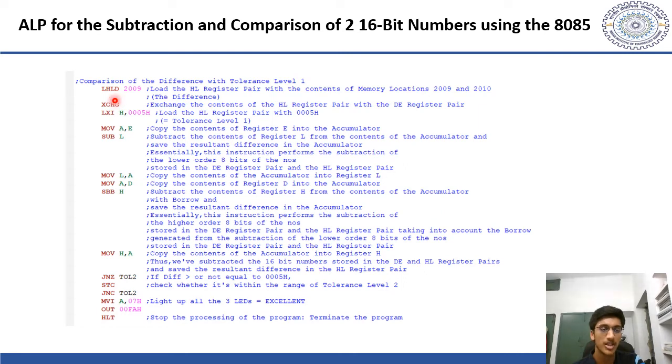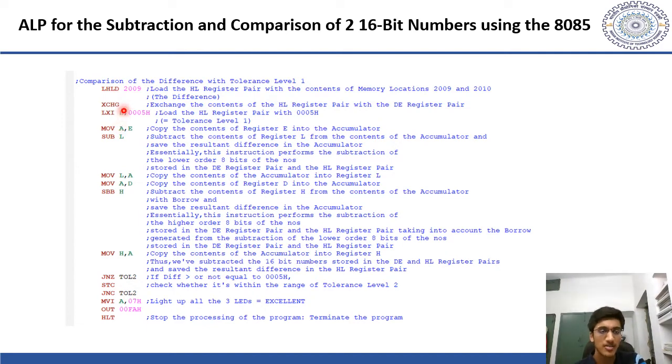First of all, we will be moving to compare the value of the difference with the first tolerance level. In order to do so, we are required to first of all load the value of the difference into the HL register pair. Then we are required to exchange the contents of the HL register pair with the D register pair. This is done so that the D register pair essentially stores the value of this difference, and then the HL register pair can store the value of the tolerance level.